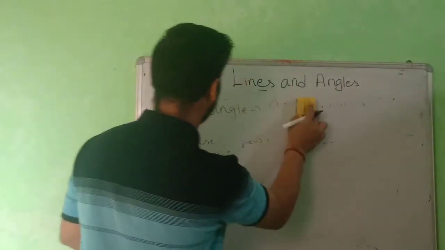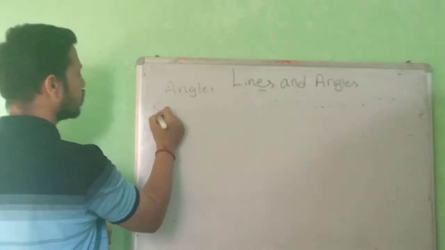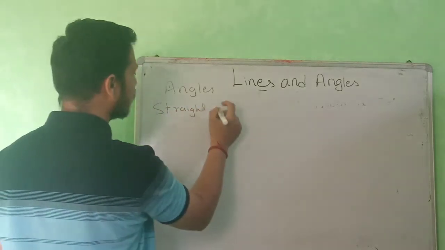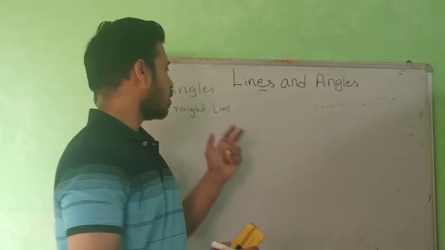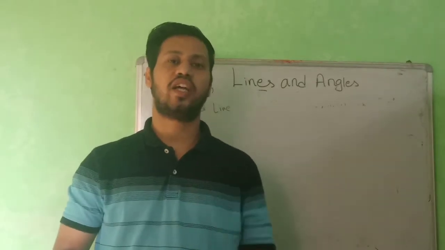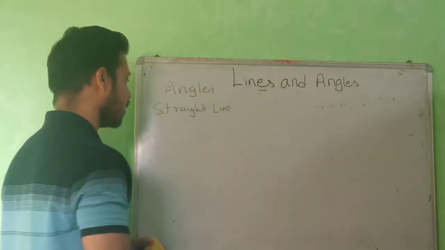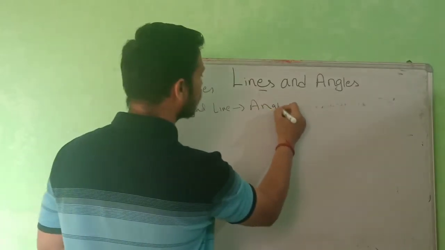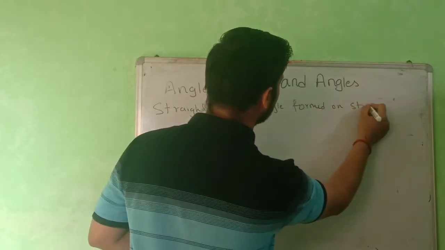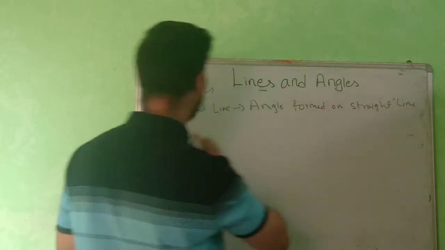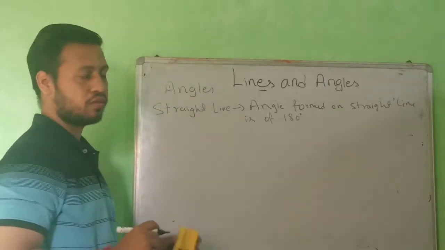Now, after this we will talk about straight angle, or straight line. The angle which is 180 degrees is called a straight angle or straight line. An angle formed on a straight line is of 180 degrees.